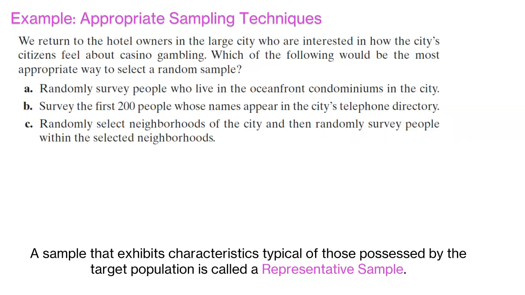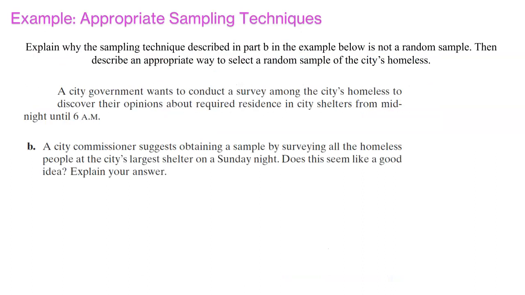So you want to get a representative sample, a sample that exhibits characteristics typical of those possessed by the target population. Okay? You want to try and get the most accurate picture of what the people as a whole have as an opinion. So there are a lot of different types of sampling techniques. We're not going to go into a bunch of detail on those different techniques, but we are going to talk in general about how we could improve on the suggested techniques.